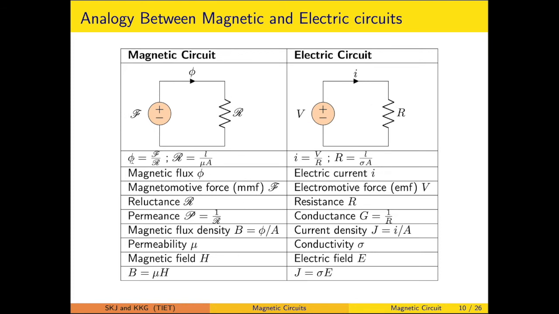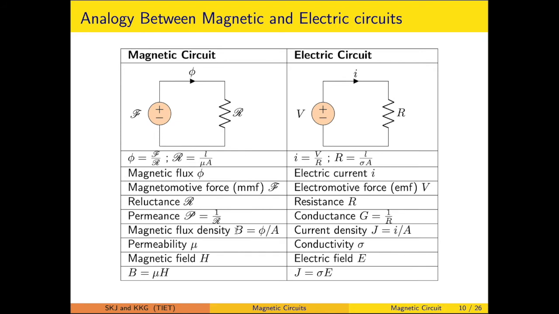Further, the reluctance is L upon mu A, whereas the resistance is L upon sigma A. Sigma is the conductivity, mu is the permeability. So from that line, flux is analogous to the current, mmf is analogous to the emf V, reluctance is analogous to the resistance, and the reciprocal of the reluctance, which is the permeance, is analogous to the conductance, which is the reciprocal of the resistance.